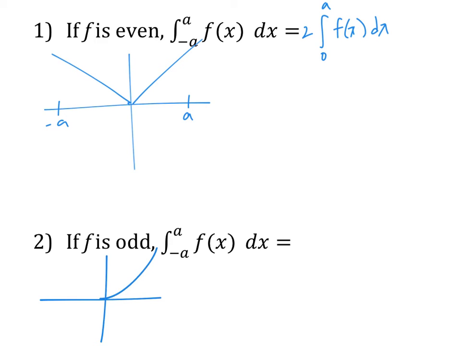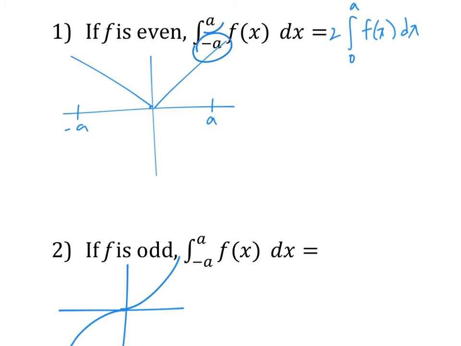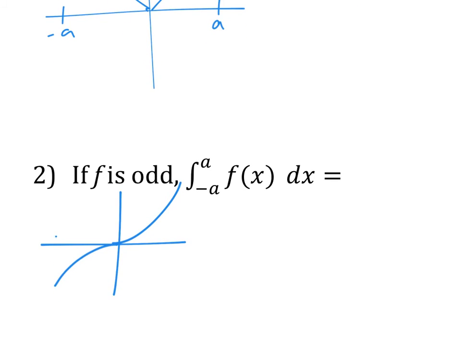If f is odd, that means the graph is like that. Is that like a trick? It is a trick. When you have limits with opposite signs, they're basically the same distance from 0, so you can use this trick. If this is negative a and this is a, then this is going to be 0 because they cancel each other out.